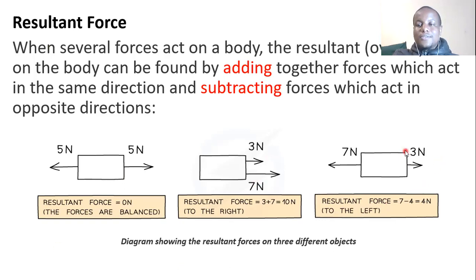And then here we have two forces acting in opposite directions, 7 newtons and 3 newtons. So to get the resultant force, we subtract. So it's 7 newtons minus 3 newtons, which is going to be 4 newtons. There was a mistake here; it's supposed to be 3 newtons. And then the resultant force is going to be in the direction of the bigger force, which is to the left. So it's going to be 4 newtons to the left. So that is the resultant force of this object.